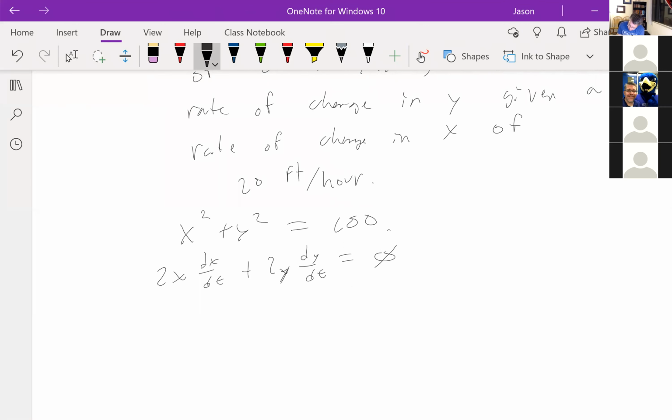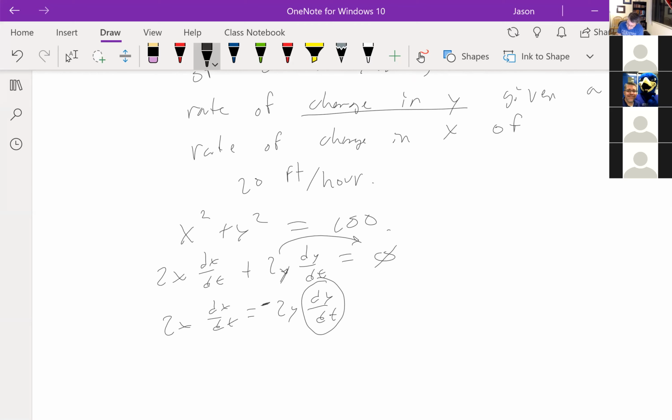The idea here is that we have 2x dx/dt plus 2y dy/dt is equal to 0. But I'm going to toss one term to the other side and make it negative, because I want to find the rate of change in y. I want to solve for dy/dt.